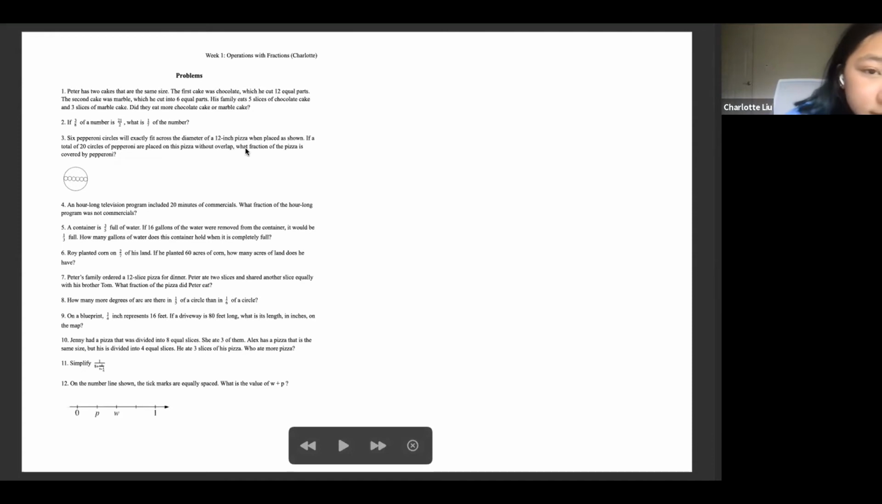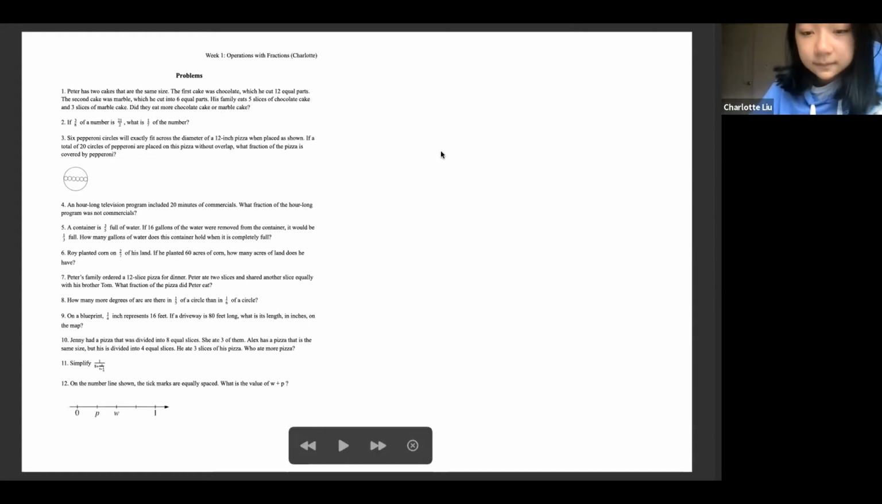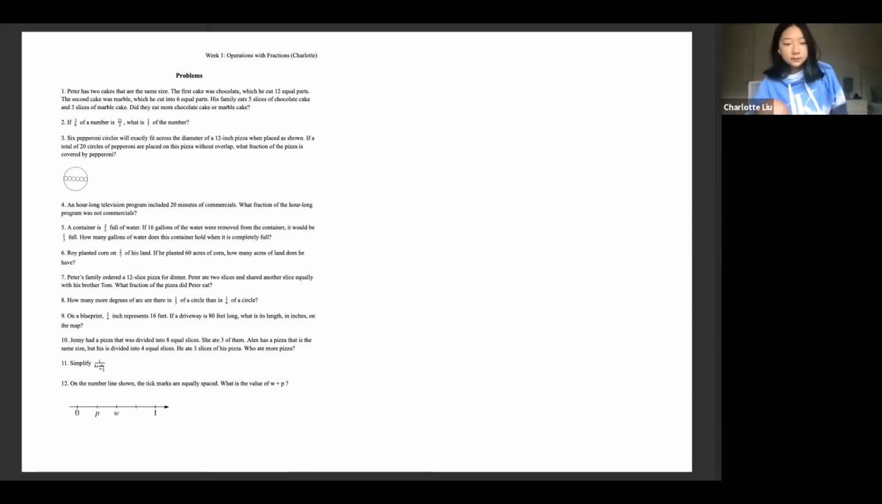Okay. Next one. How many more degrees of arc are there in 1/5 of a circle than in 1/6 of a circle? So this one is a bit confusing. I'm just going to explain it really quickly. So one arc would be 360 degrees. Just to clarify that, there's 360 degrees in a circle. So that might help a bit.